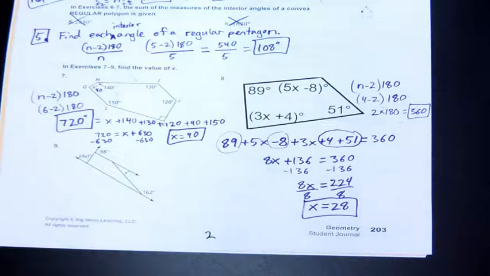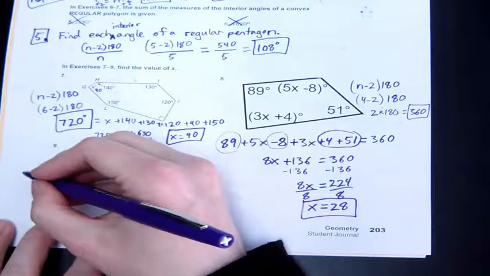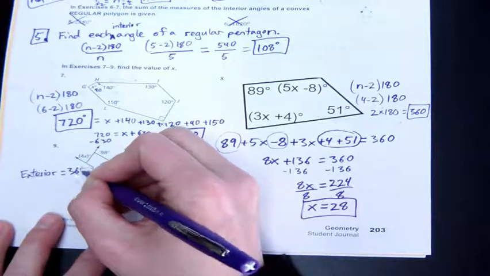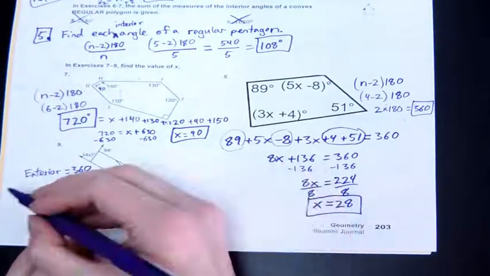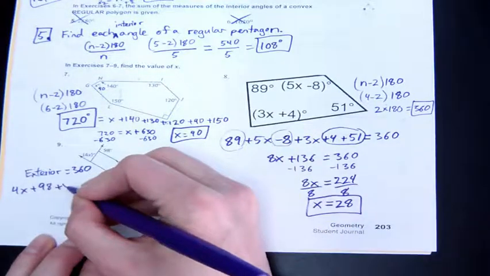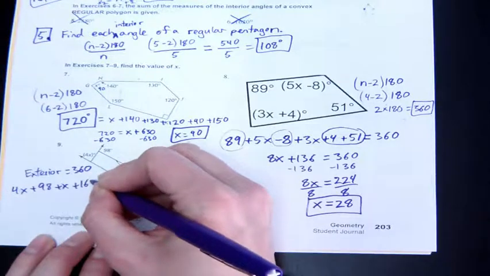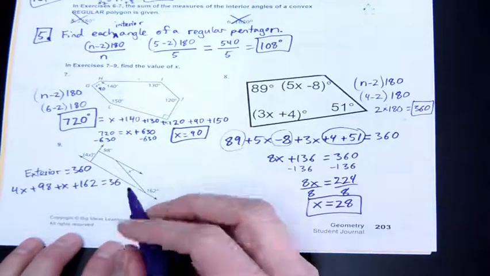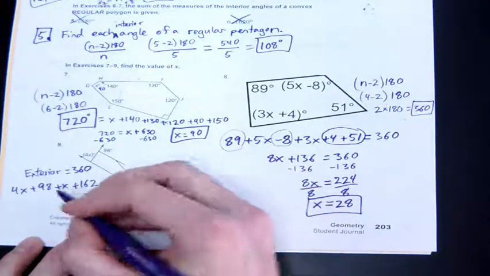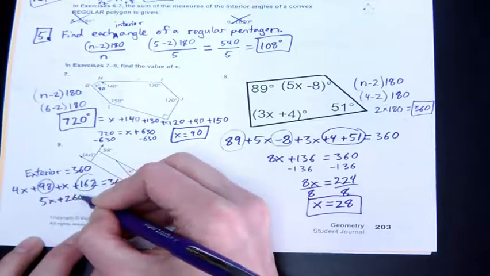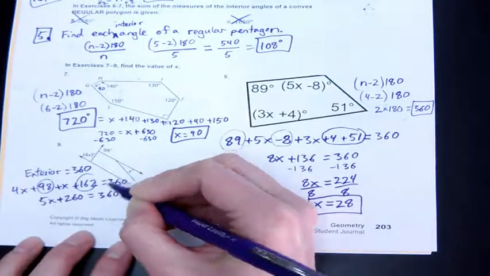Alright, and then 9 is even easier. Where do the exterior angles always measure? Yeah. So exterior angles add up to 360, and so then I just do the 4x plus 98 plus x plus 162 equals 360. What's it come out to? X equals 20. Alright, it does come out to x equals 20. So 5x plus 260 equals 360.